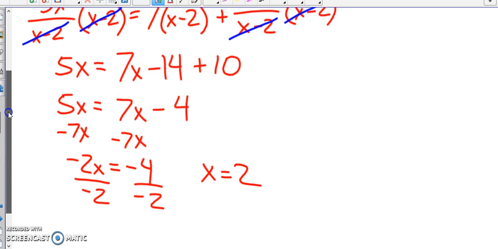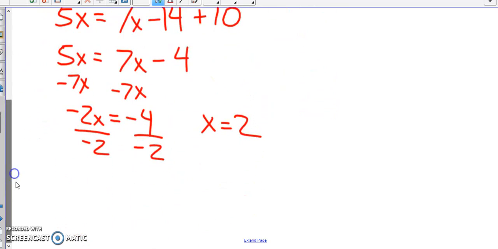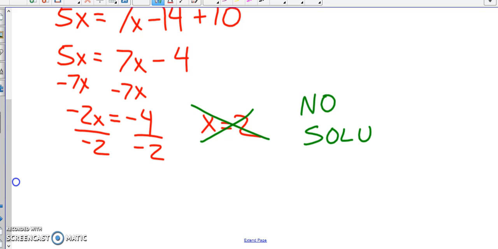But I need to check that to see if it causes division by 0. So I take my 2 and I plug it in there and there. 2 minus 2 is 0. And 0 on the bottom of the fraction is very bad. Division by 0. So what that means is that this is actually not a solution because it causes division by 0. And so that's actually what's called an extraneous solution. And since that was the only answer we got, that means that there's no solution to this problem.